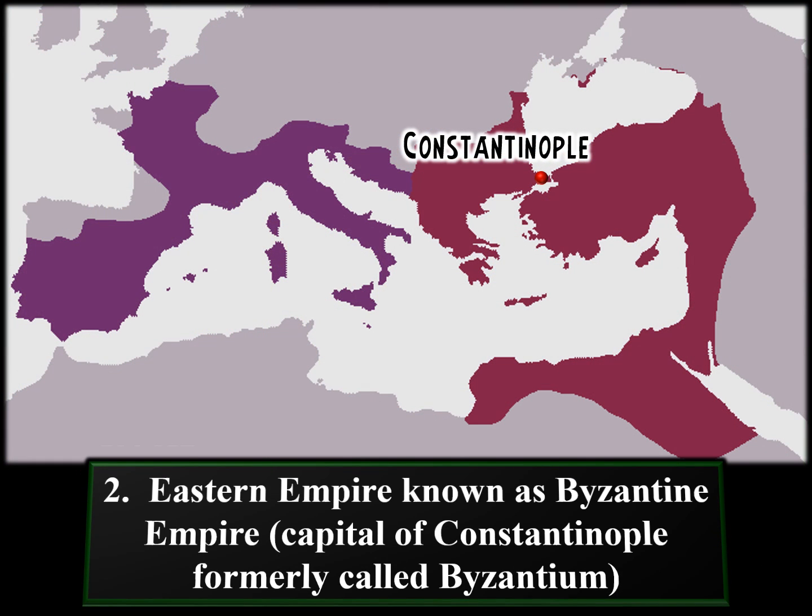The Eastern Empire is known as the Byzantine Empire, and its capital will be at Constantinople, which was formerly called Byzantium. As we discussed in a previous unit, it was renamed Constantinople by the Emperor Constantine when he moved the capital of the entire Roman Empire to that eastern city.